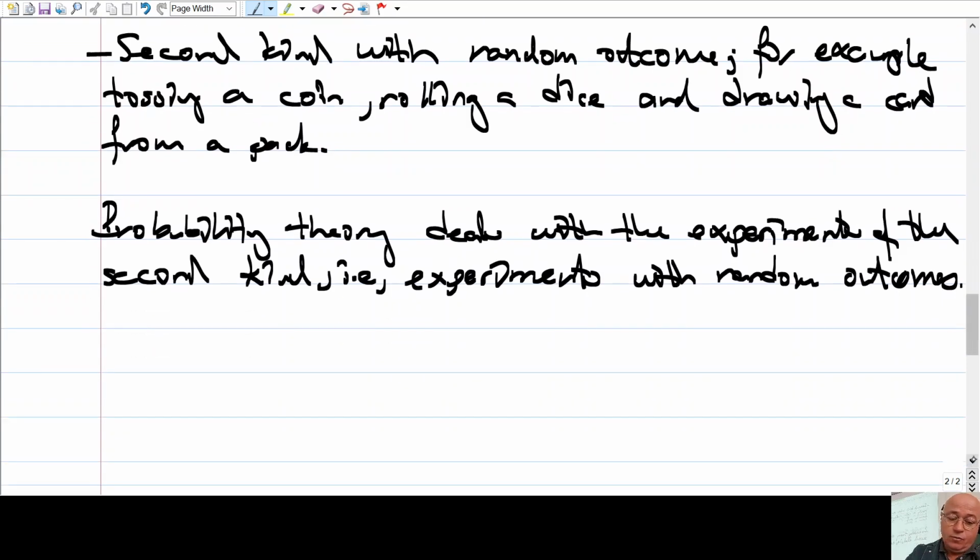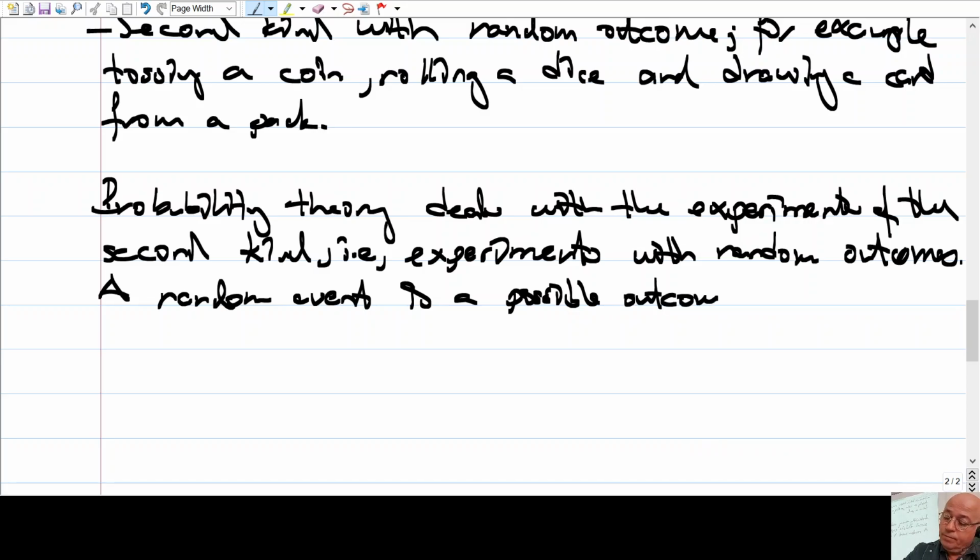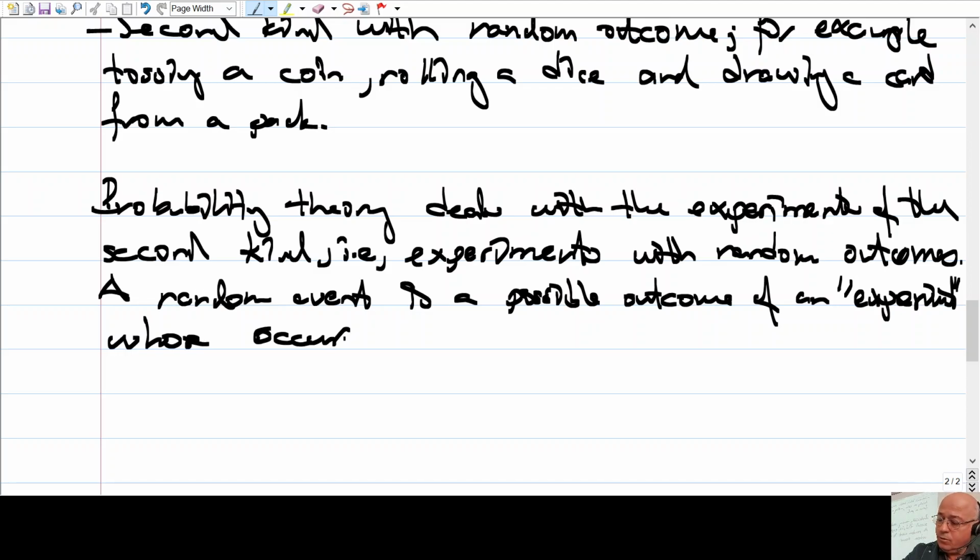Okay, so what's a random event? A random event is a possible outcome of an experiment whose occurrence is uncertain.